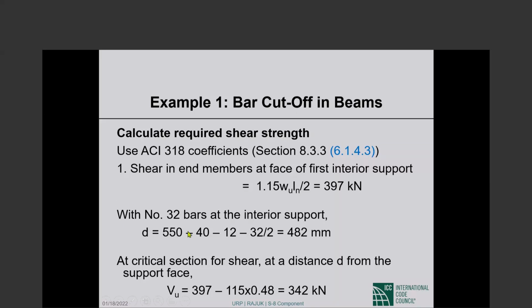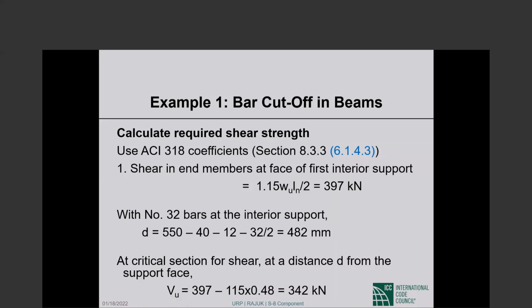With number 32 bars at the interior support, the effective depth is 550 total depth minus 40 millimeters of clear cover, minus the diameter of the 12 millimeter tie or stirrup, minus half the diameter of the longitudinal bar. That comes to 482 millimeters.